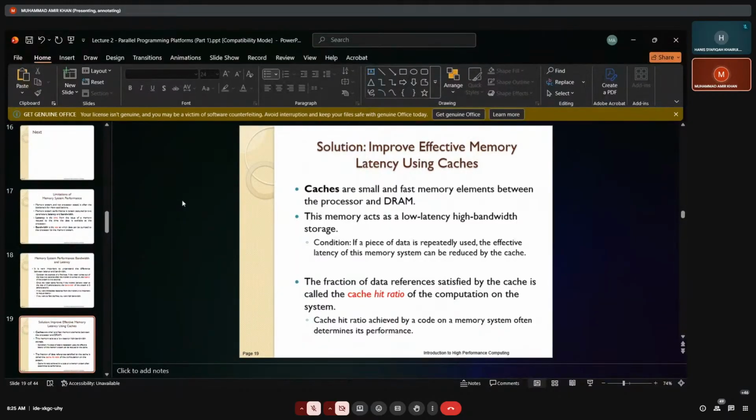Why is cache fast? Because the construction of cache is the same as the processor. Or we can say the material of cache and the processor is the same. That's why cache is expensive. That's why we can't go for a large cache. We can use only small caches.